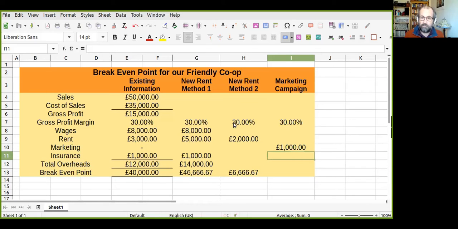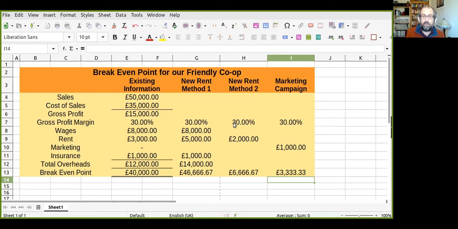Well, we just do exactly the same calculation. We get the £1,000, and we divide it by the proposed gross profit margin. So for the marketing campaign in and of itself to cover its costs, we have to generate an extra £3,333.33 worth of turnover.